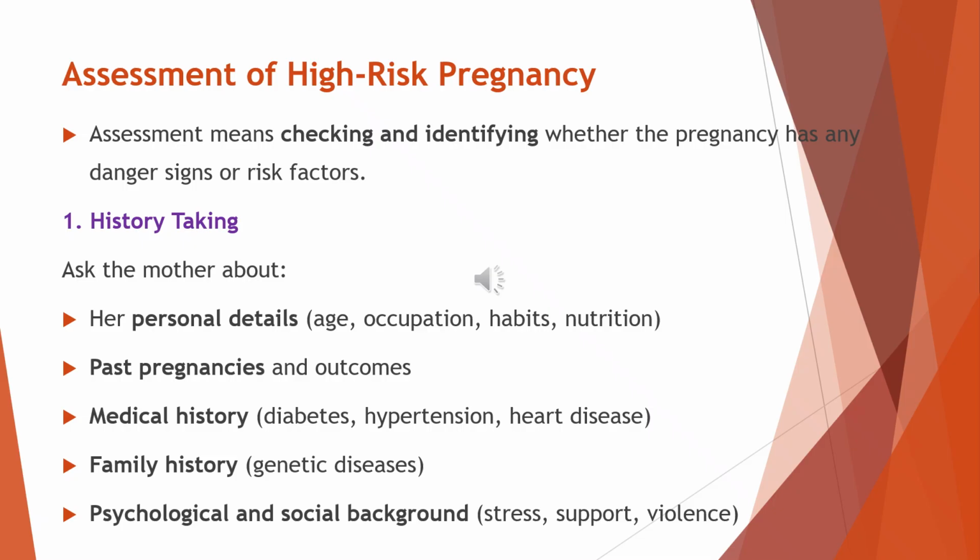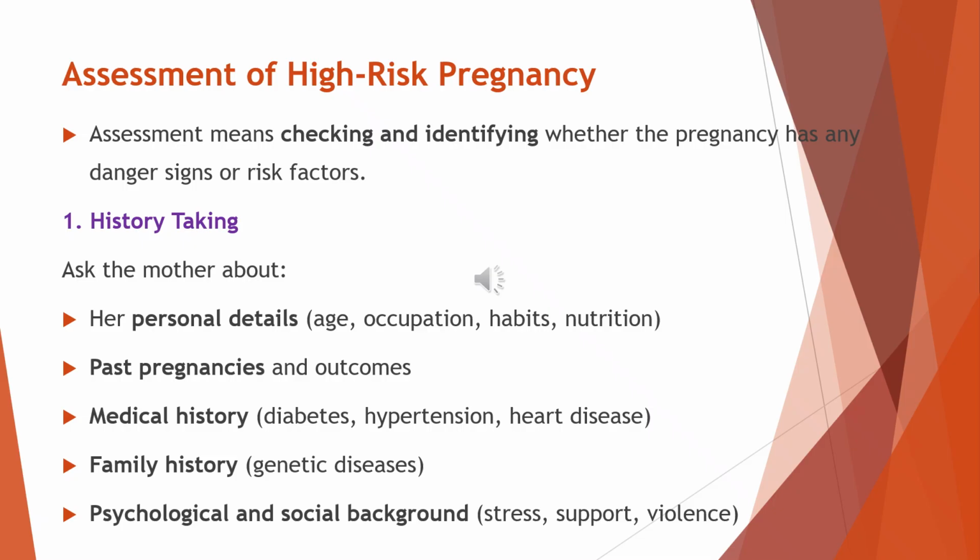Family history. Some diseases run in families. It's important to know if there are any genetic or inherited conditions. Psychological and social background. Ask about the mother's emotional health, level of stress, family support, and whether she faces any form of violence or abuse at home. These factors can also affect her health and the baby's well-being.